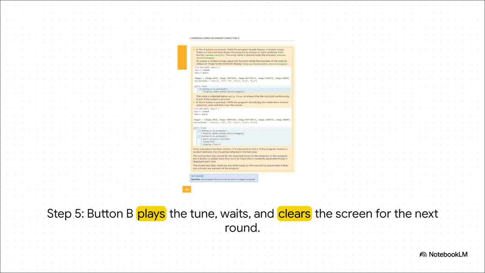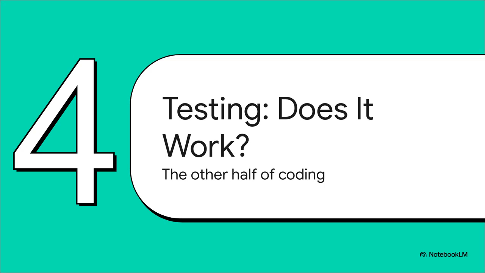They hit button B. The code kicks in, plays our correct tune, then it waits for just half a second, that's the Sleep 500, and then it clears the display, making it all fresh and ready for the next round. So we've written the code. We're done, right? High fives all around?